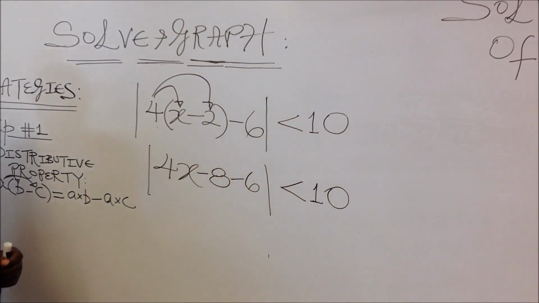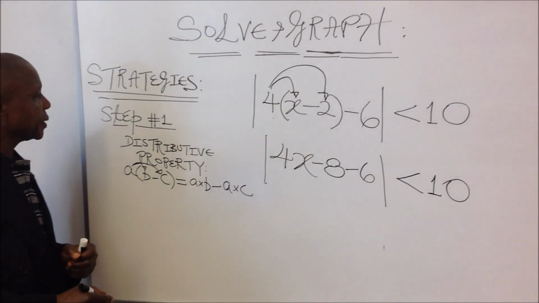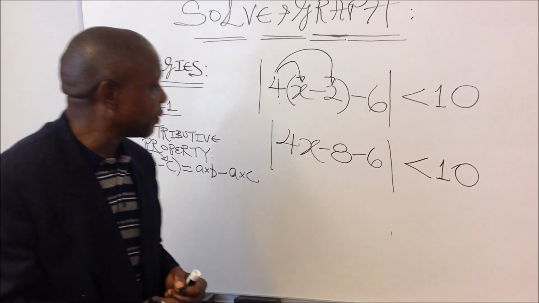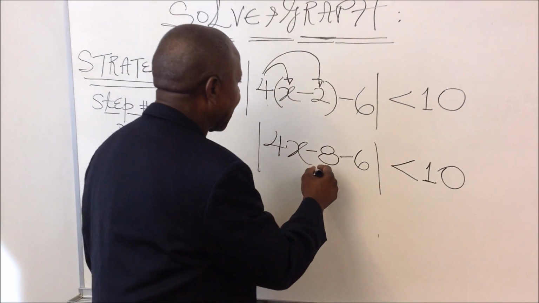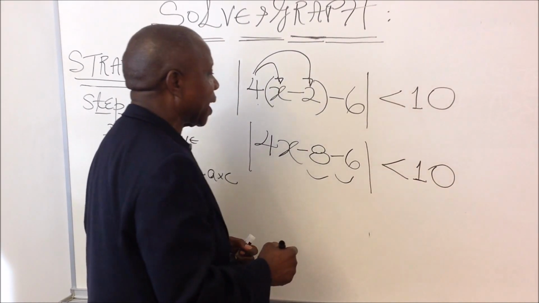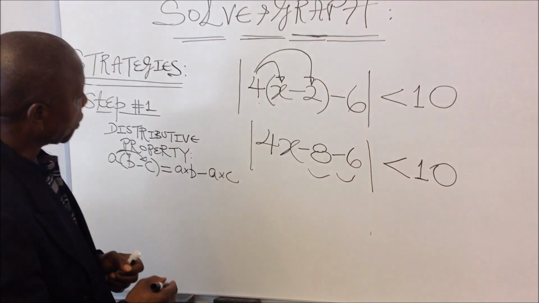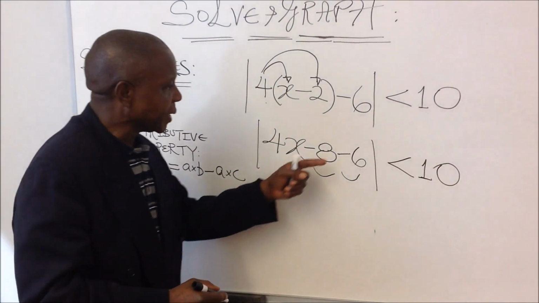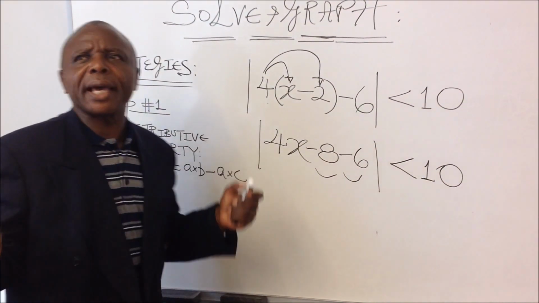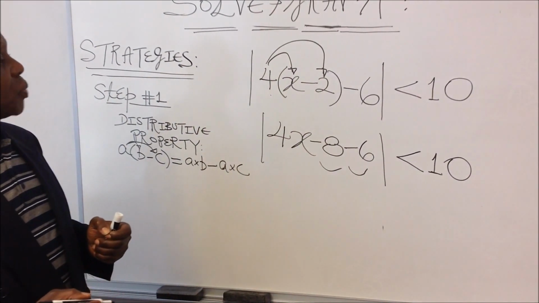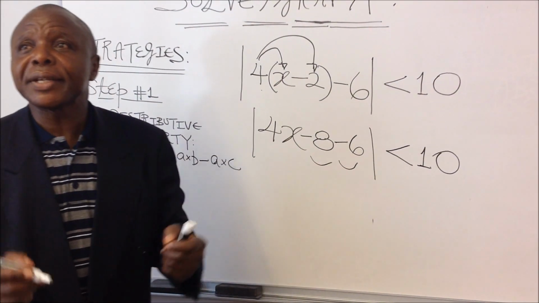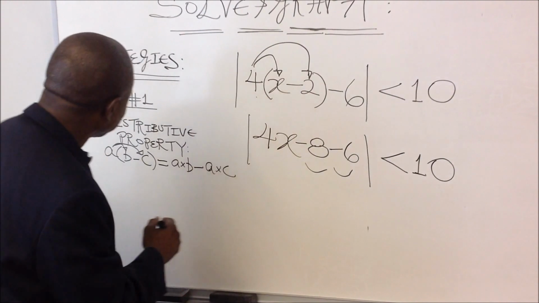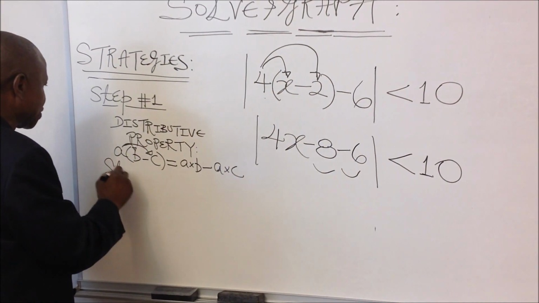So what will be our next step in this strategic problem solving process? Our next step, of course, will be to combine the like terms inside the absolute value symbol. So we are going to combine negative 8 and negative 6. So what does it mean to combine like terms? Well, to combine like terms means to bring things that are alike together. So that will be our step number 2.